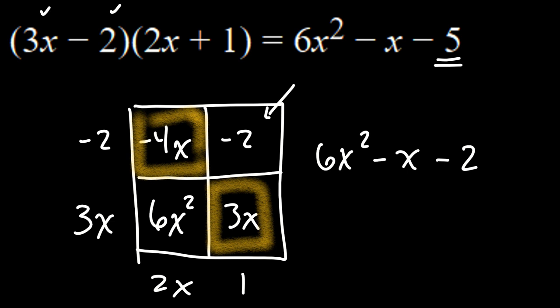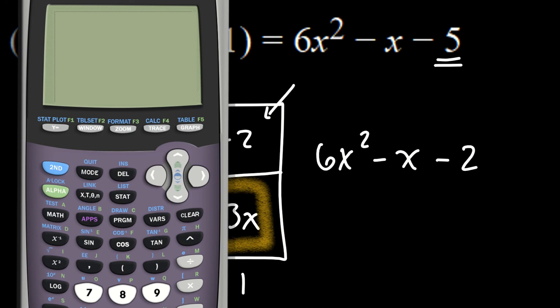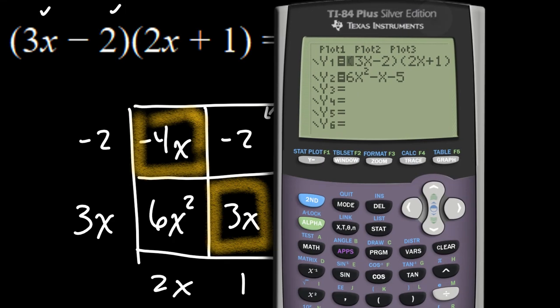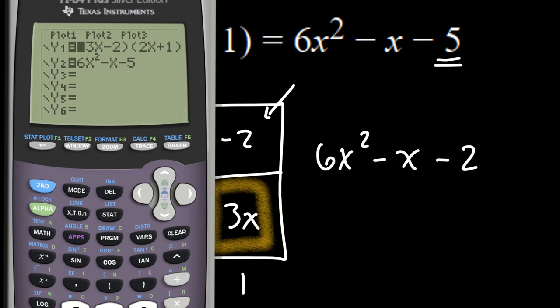No, if x was 0, it wouldn't work either, would it? I don't think this would work. One of the things I could do if I'm really curious about it, and why not? What else am I going to do with my time? If I clear this, actually I think I already did it. Yes, I did. Look at this. I've got 3x minus 2 times 2x plus 1. That's the left hand side. And then I've got the right hand side, 6x squared minus x minus 5.